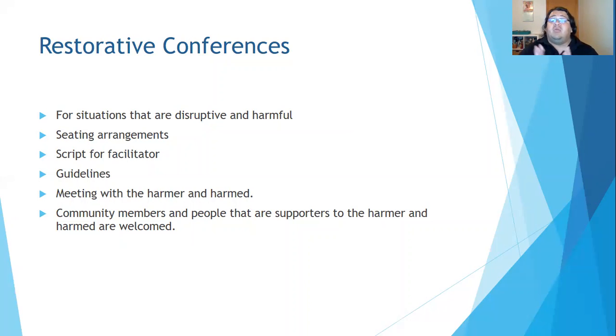Guidelines will help us in a way where, if one of the students is harmed, or the harmer feels attacked, we know for a fact that we tell them, hey, you've got to remember the guidelines. Tone of voice down. You can't be aggressive. Remember the guidelines. These guidelines are for everyone to follow so everyone can feel safe.